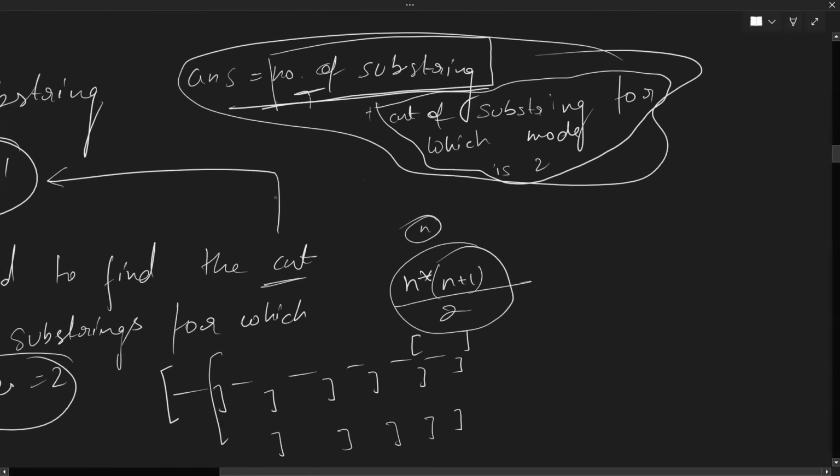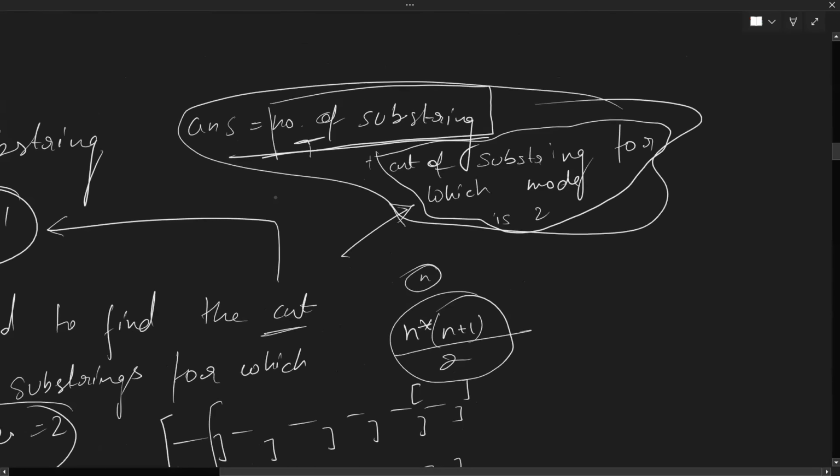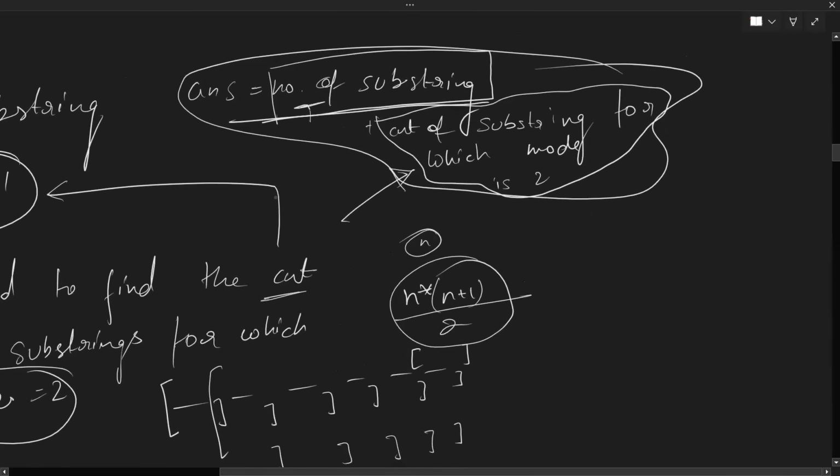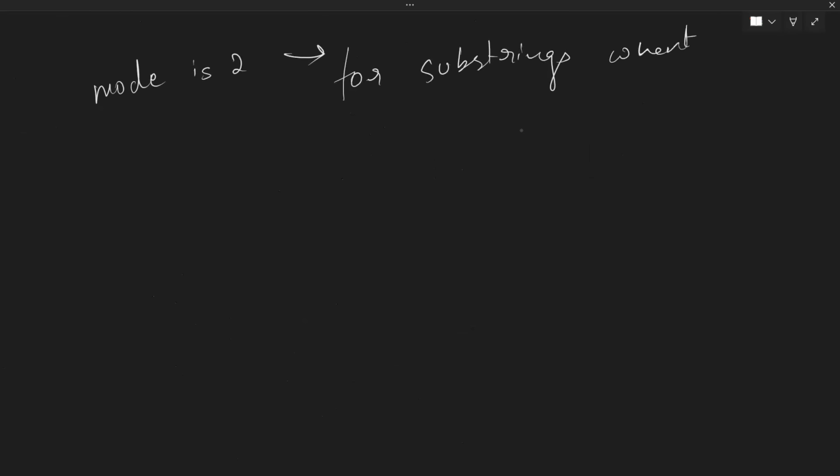Now we have the first thing. Now we need the second thing. So we need the count of substrings for which the mode is 2. When is mode 2? Mode is 2 for substrings when the count of 0 is equal to the count of 1.